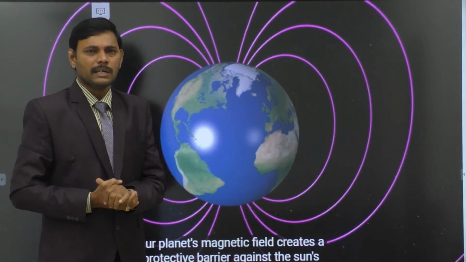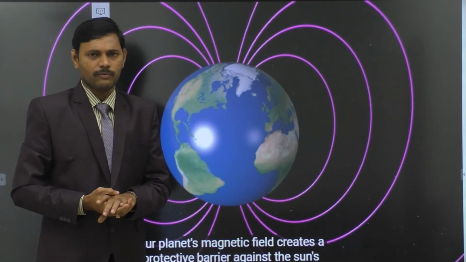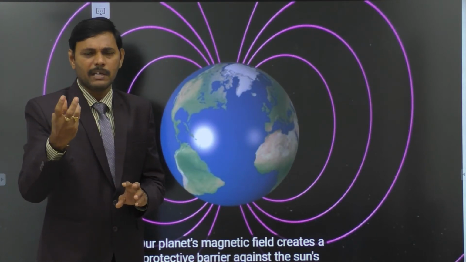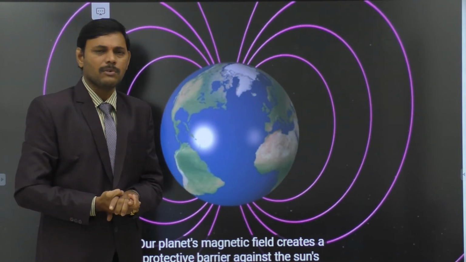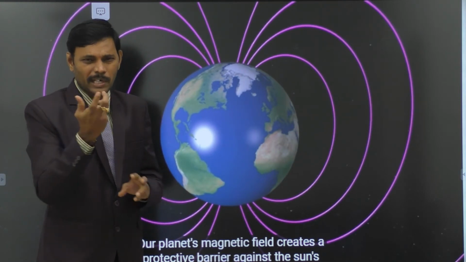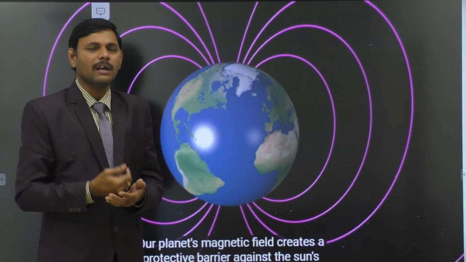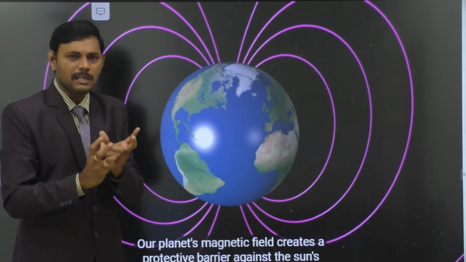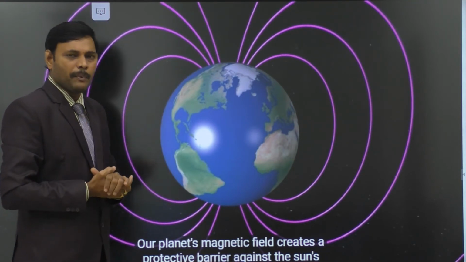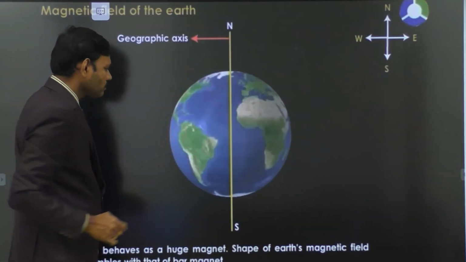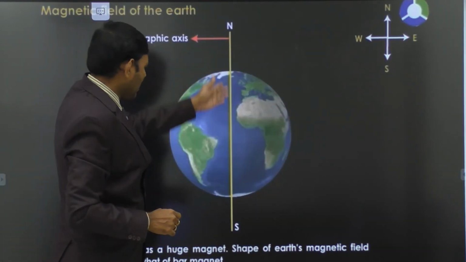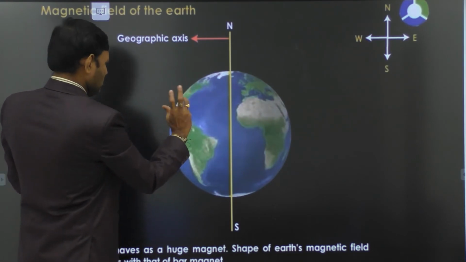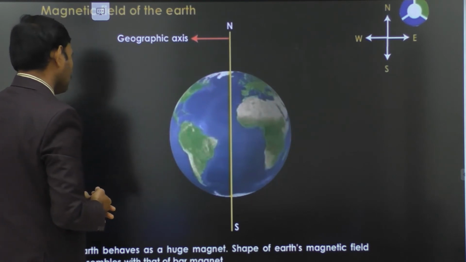It is due to the convective motion of nickel and iron. Iron and nickel are magnetic materials which have free electrons in the outermost shell. Due to the convective motion of molten iron and nickel around the axis of the Earth, the magnetic property is given to the Earth. This happened 3.5 billion years ago. So this is the geographic axis of the Earth, and the Earth generally rotates about that axis.